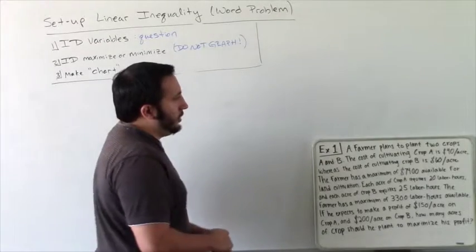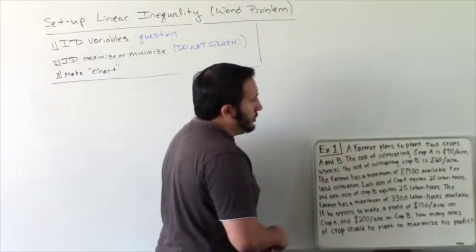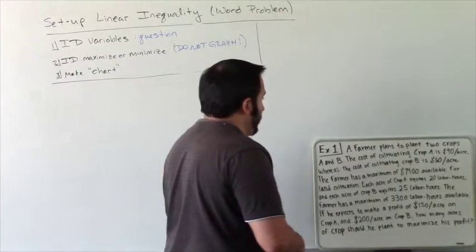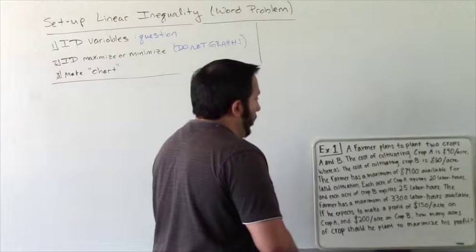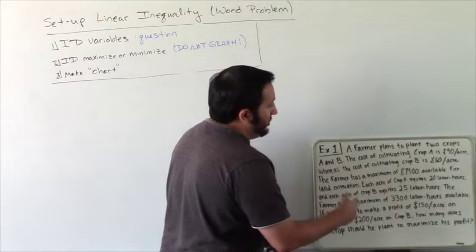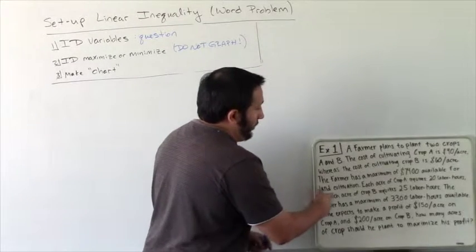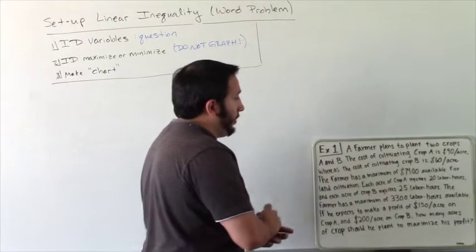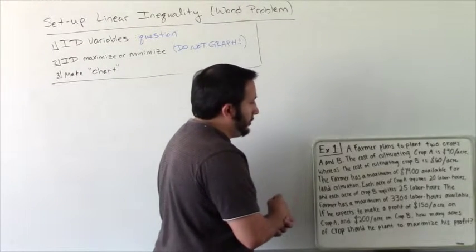What I have here is that a farmer plans to plant 2 crops, A and B. The cost of cultivating crop A is $40 per acre. The cost of cultivating crop B is $60 per acre. The farmer has a maximum of $7,400 available for land cultivation. Each acre of crop A requires 20 labor hours. Each acre of crop B requires 25 labor hours. The farmer has a maximum of 3,300 labor hours available.